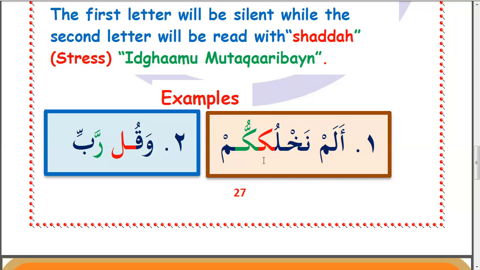So I hope you understand. This qaf and kaf almost sound alike, and their point of articulation is the same. Just try to identify their point of articulation, and you will find out that it is almost the same. That means they are close to each other, so this kind of idgham is known as Idghaamu Mutaqaaribayn. Remember, just consider this as qaf, not kaf.